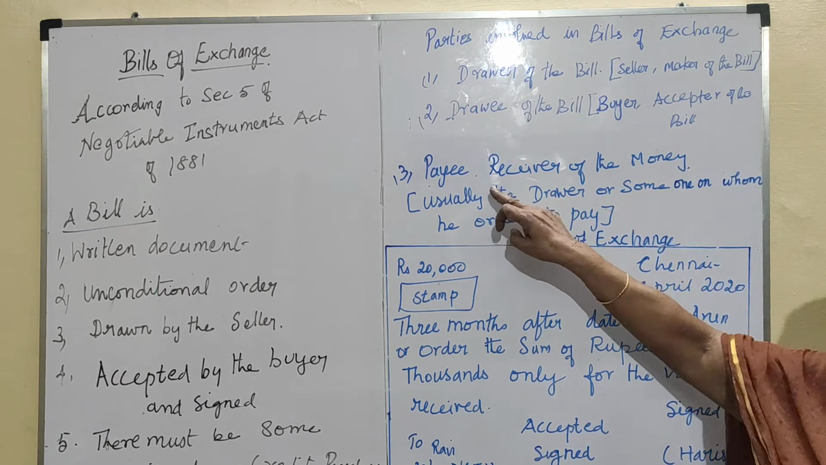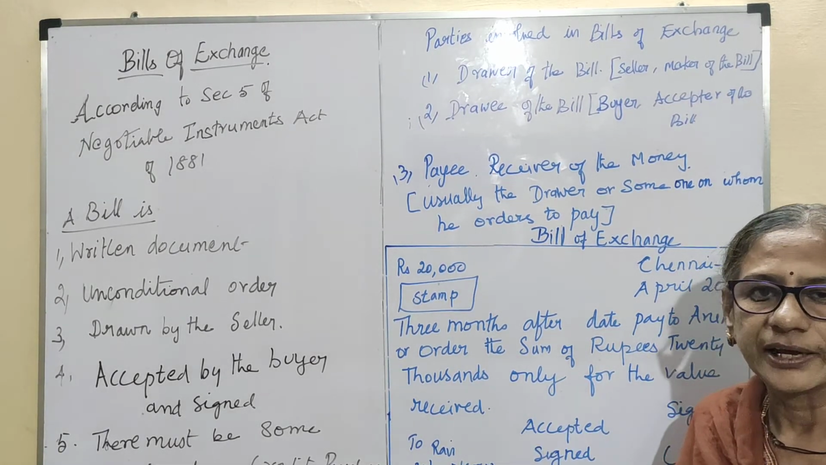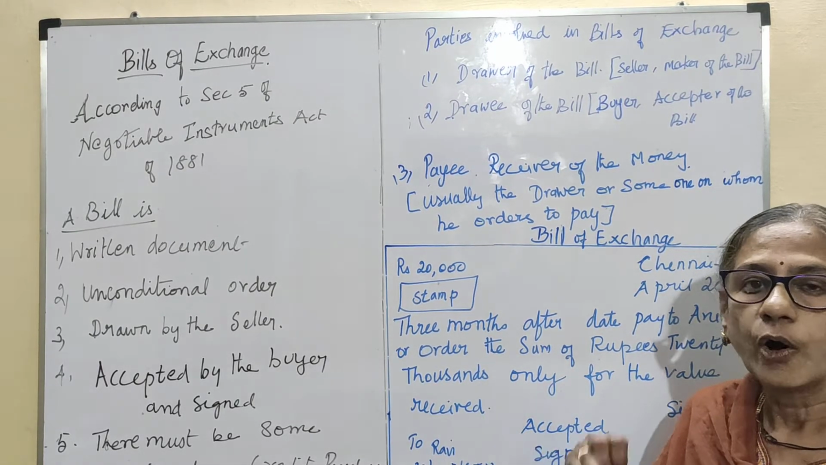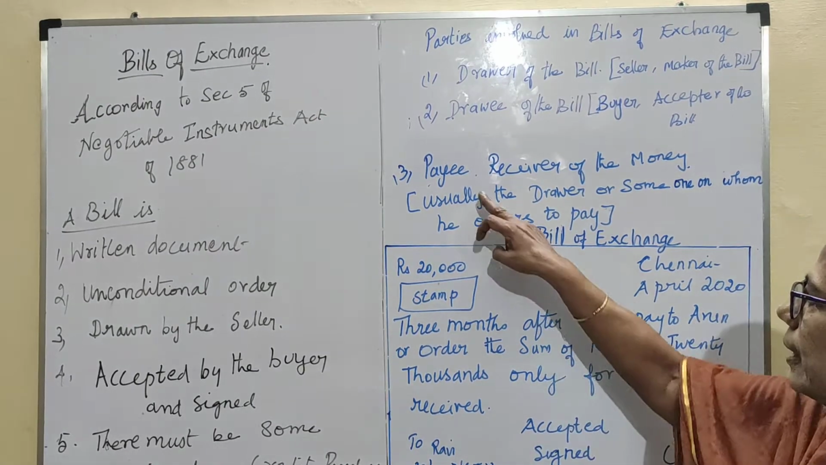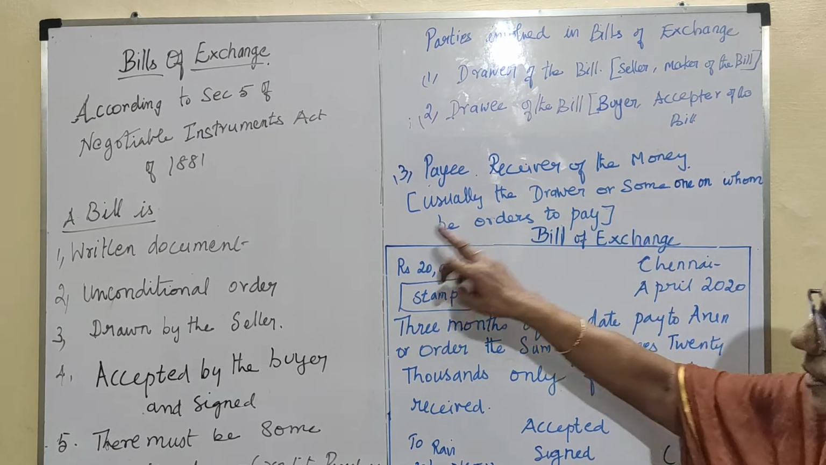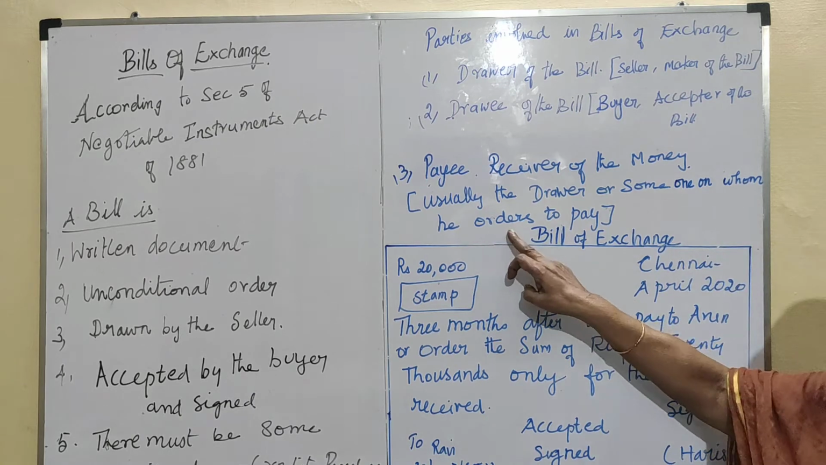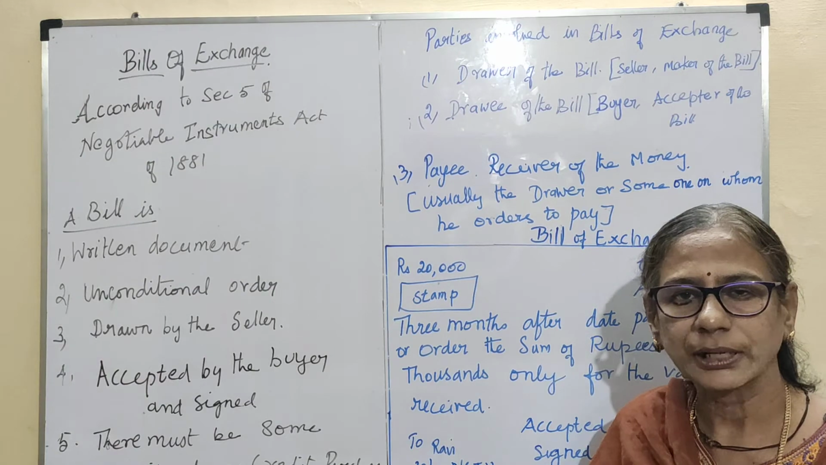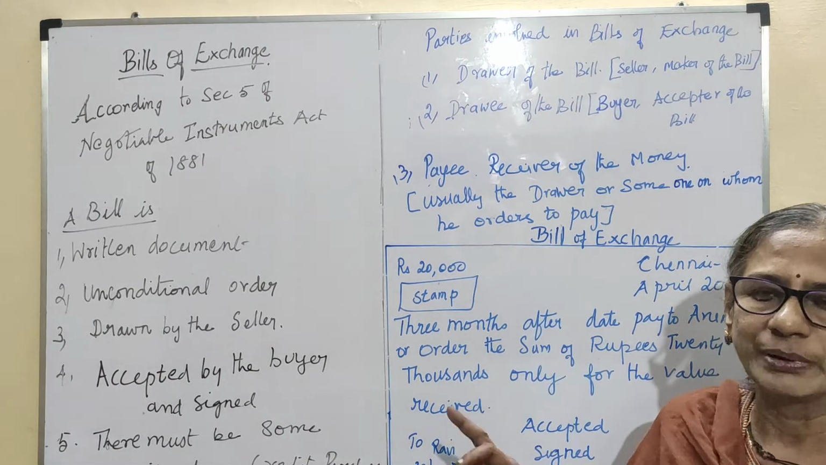The payee is the receiver of the money. It may be the seller, or the person whom the seller orders, or the bearer of the instrument, whoever bears the bill of exchange. Payee, the receiver of the money, is usually the drawer, that means the seller, or someone whom he orders to pay, or sometimes a person who is bearing the bill and presents it for payment will be paid. Now let us see the specimen of bill of exchange.